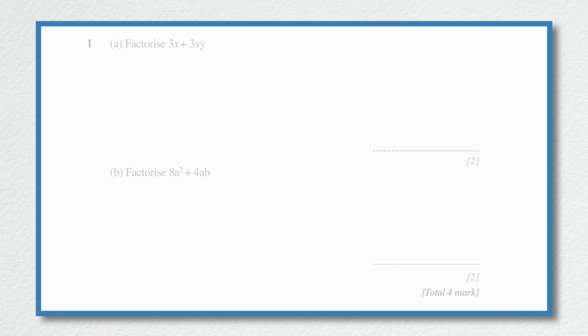Here's the first question. Factorise 3x add 3xy. There are 2 marks. Factorising is essentially the opposite to expanding. Think of this expression as being in expanded form. And what we are being asked to do is rewrite this expression in terms of its factors multiplied together.